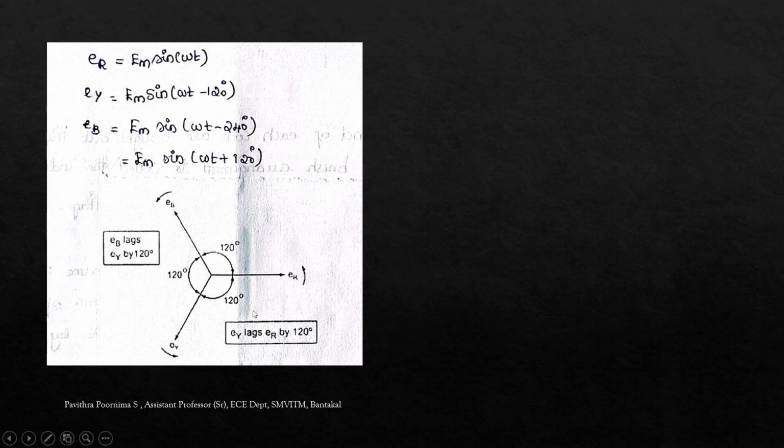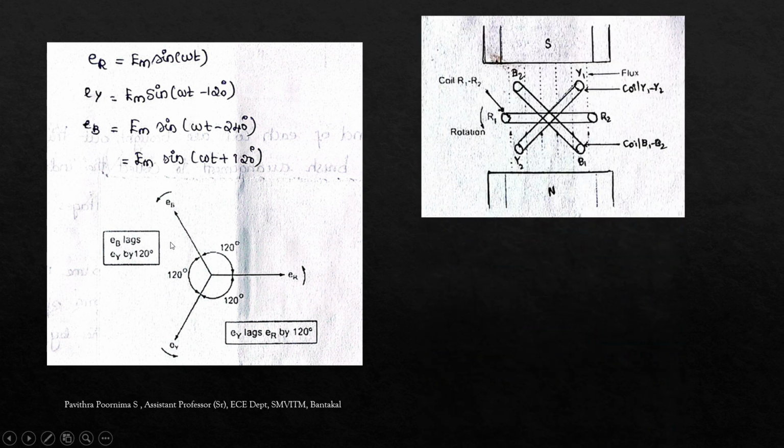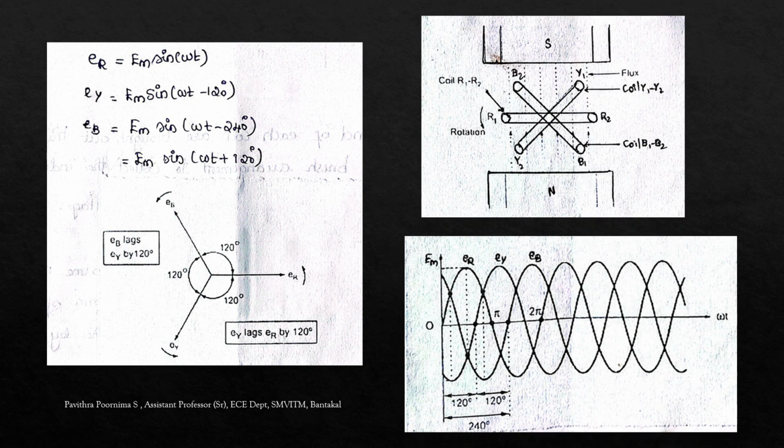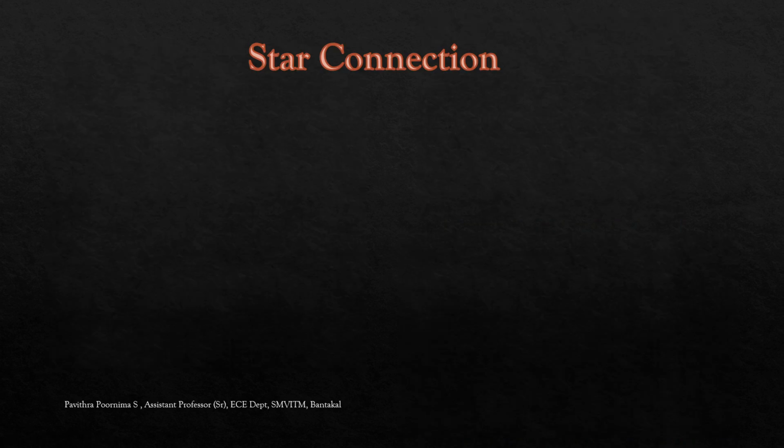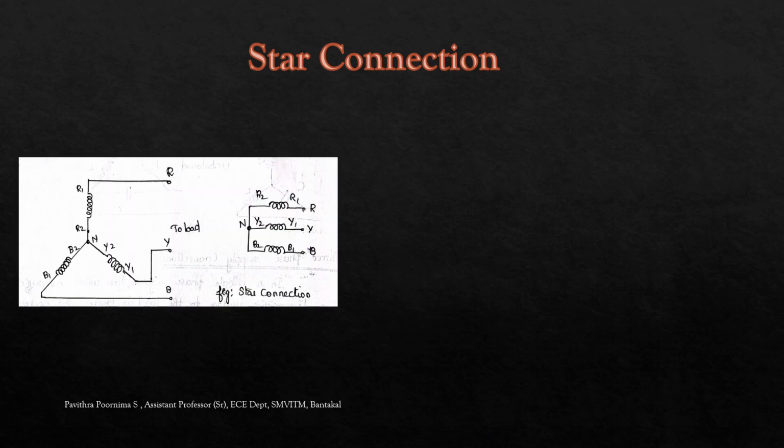So here ER is at 0 degree, and next EY comes. EY lags ER by 120 degree and EB lags ER by 240 degree. And here there are two connections: star connection and delta connection.